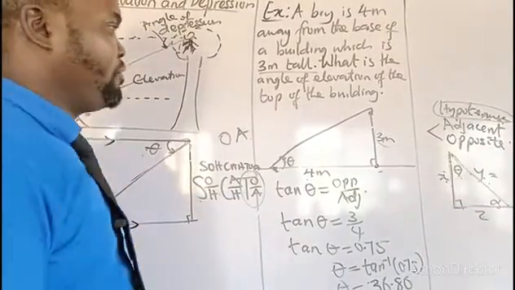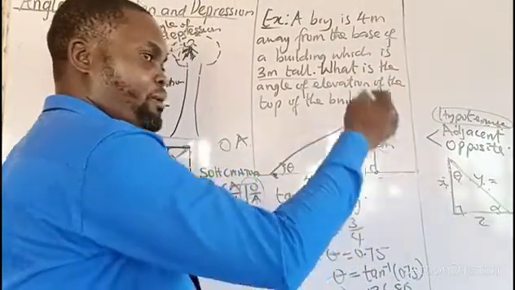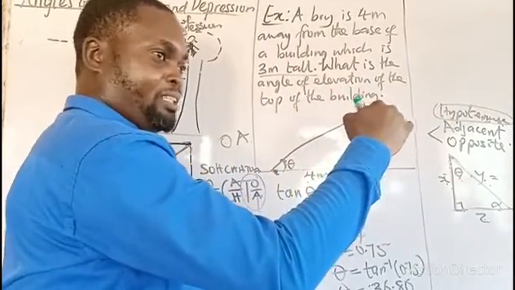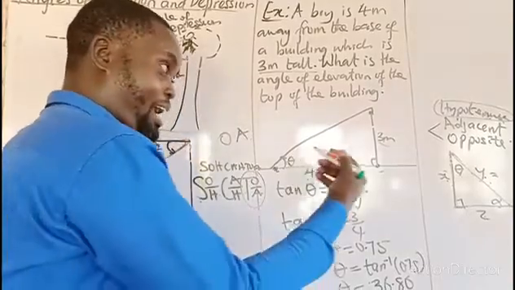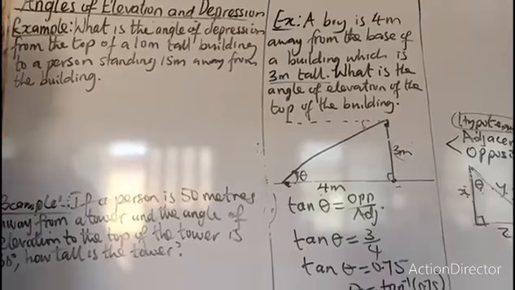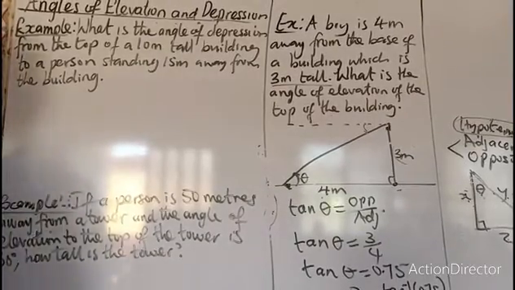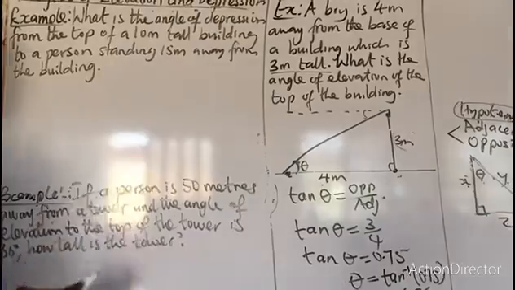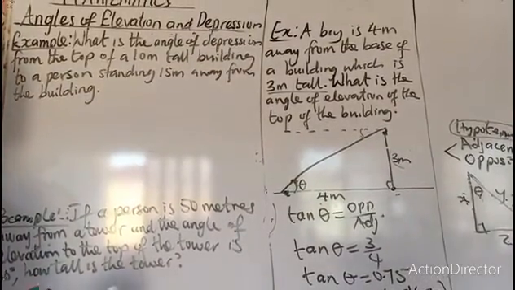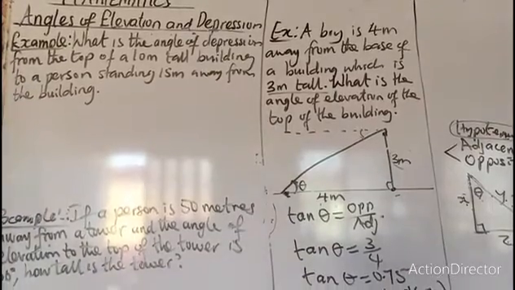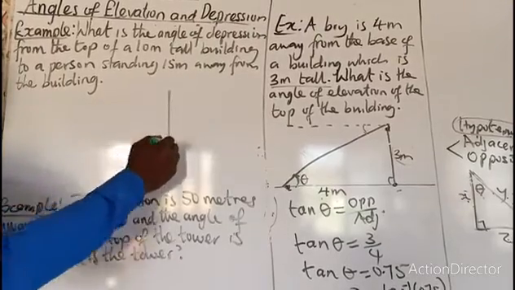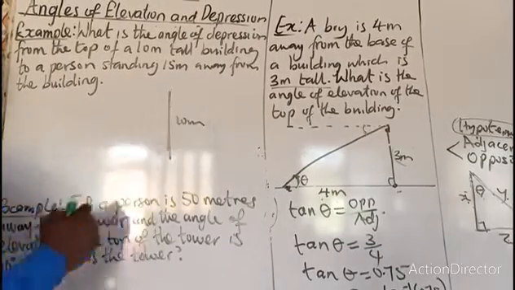They can also ask you for angle of depression. Maybe they might tell you that somebody is at the top of the hill. Are you getting me? The person now looks down. Alright. Let's look at this example on angles of elevation and depression. The question says, what is the angle of depression from the top of a 10 meter tall building? That means there is a building, and that building is 10 meter tall.